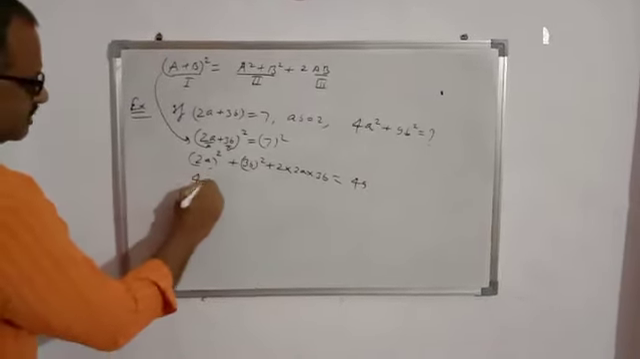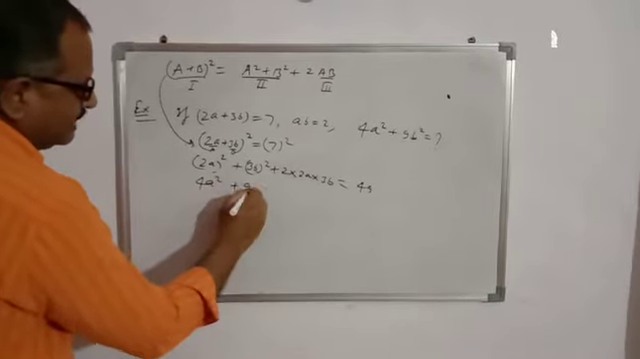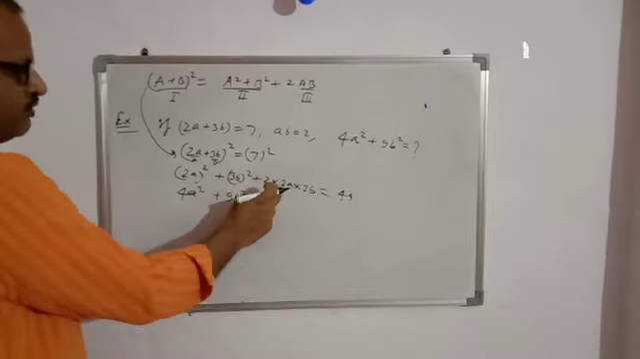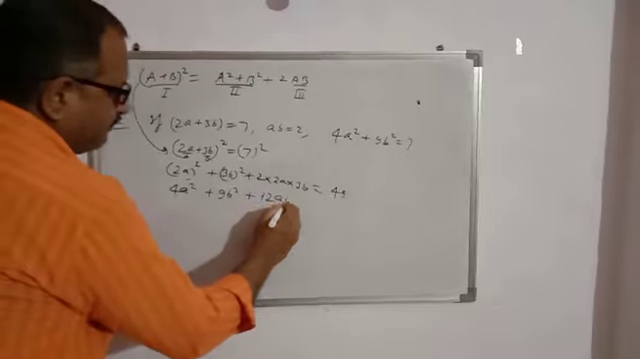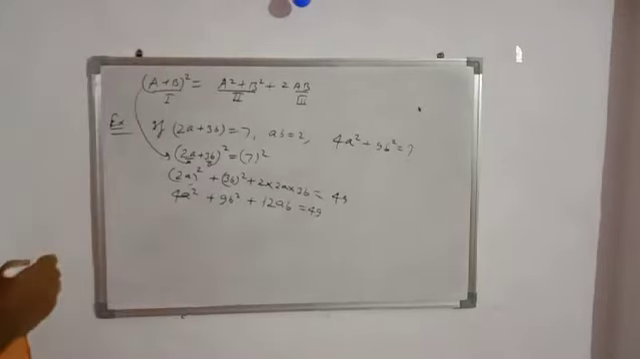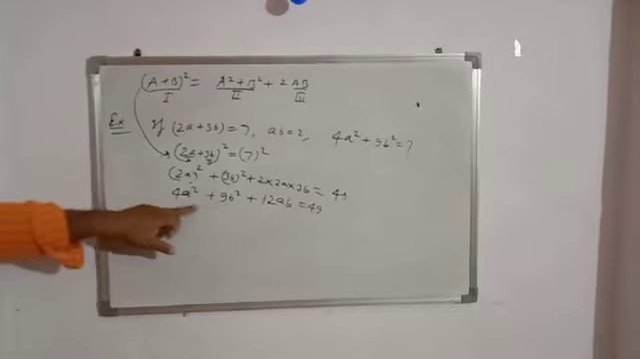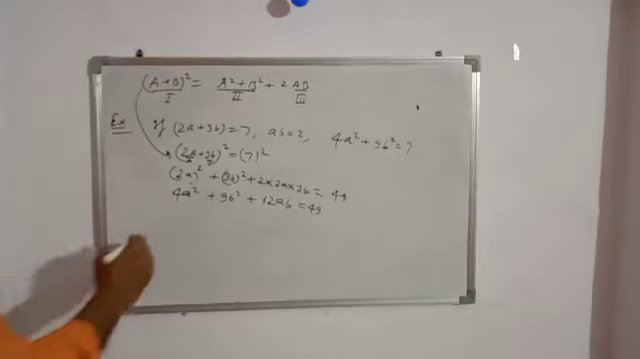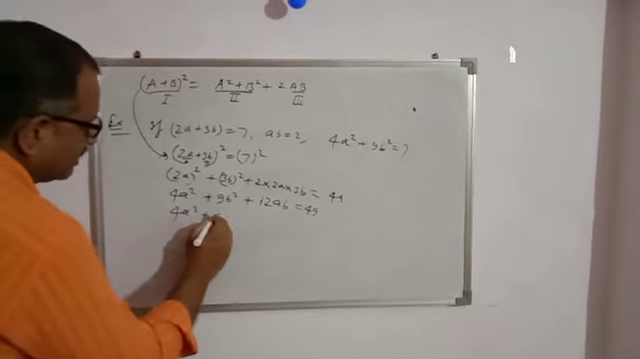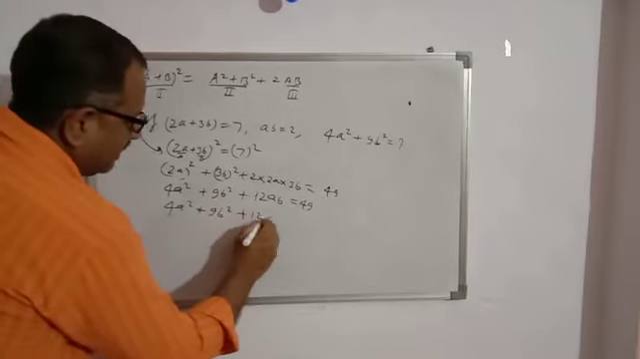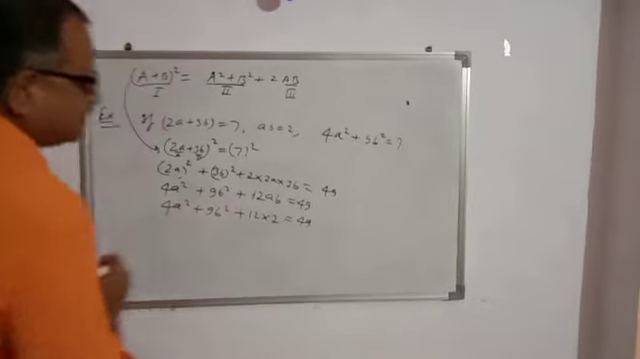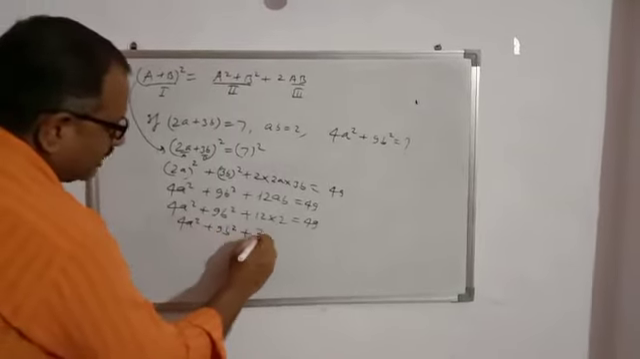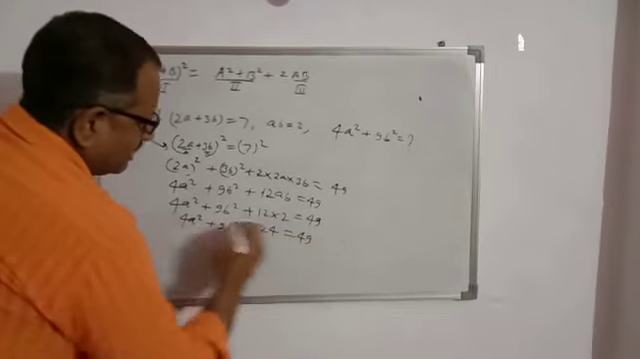(2a) square will be 4a square, 3 square is 9, b square is b square, plus 2 into 2 into 3. So 2 into 2 is 4, 4 into 3, 12ab is equal to 49. We have to find only this part. The value of ab is given as 2. So we will put ab equal to 2. 4a square plus 9b square plus 12 into 2, which is 24, is equal to 49.